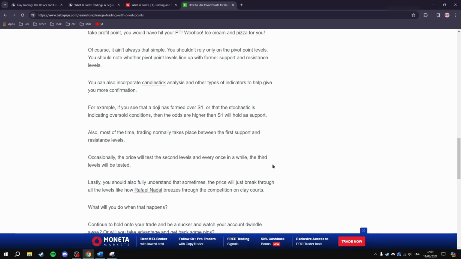You shouldn't rely only on pivot point levels. You should also note whether pivot point levels line up with the former support and resistance levels.